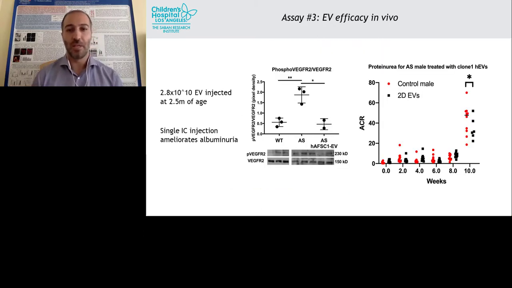And then lastly, looking at the in vivo efficacy of the human-derived EVs in this experiment, 2.8 times 10 to the power EVs were injected into the 2.5-month-old Alport mice. As you can see, the single injection significantly improved VEGF activity or activation in isolated glomeruli in this example. We also measured the proteinuria in these animals, and again, injection of the human EVs significantly ameliorated proteinuria over a 10-week period after the injection.